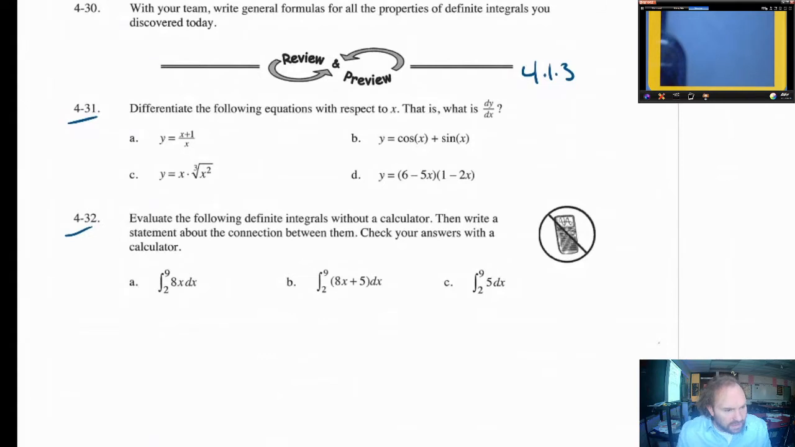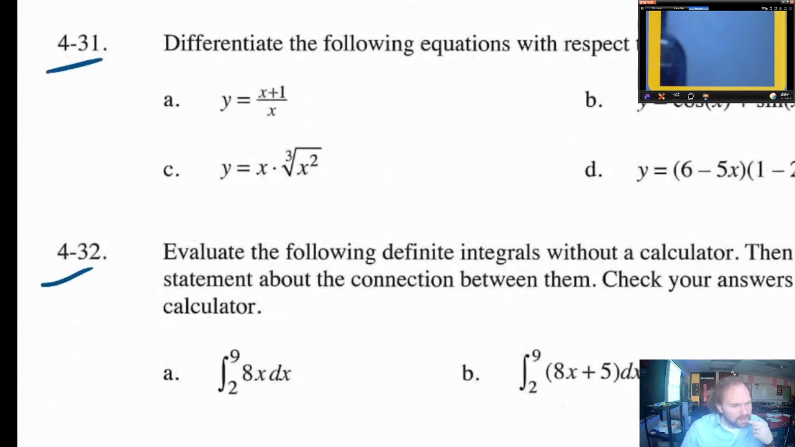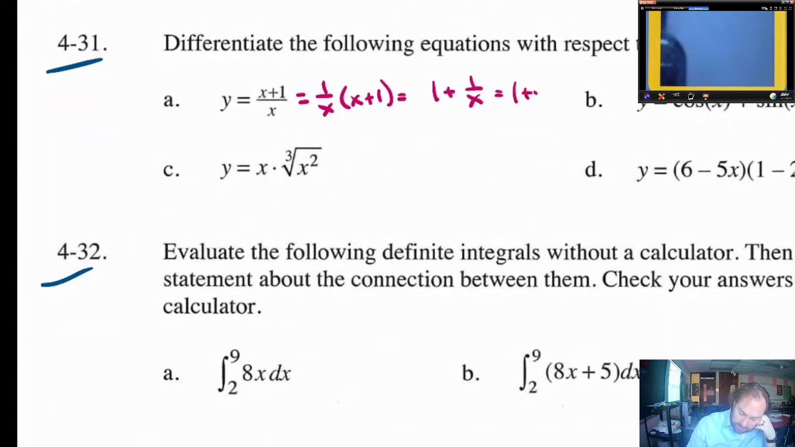Question 431 is just gonna ask us to differentiate the following equations with respect to x. In other words, find dy/dx. Question A is one where it's best to think of it as 1 over x times x plus 1, because that would be 1 plus 1 over x, or in other words, 1 plus x to the negative first power. Now it's easy to take the derivative. dy/dx would be the 1 becomes 0, and the x to the negative first power will be negative x to the negative second power, or negative 1 over x squared.